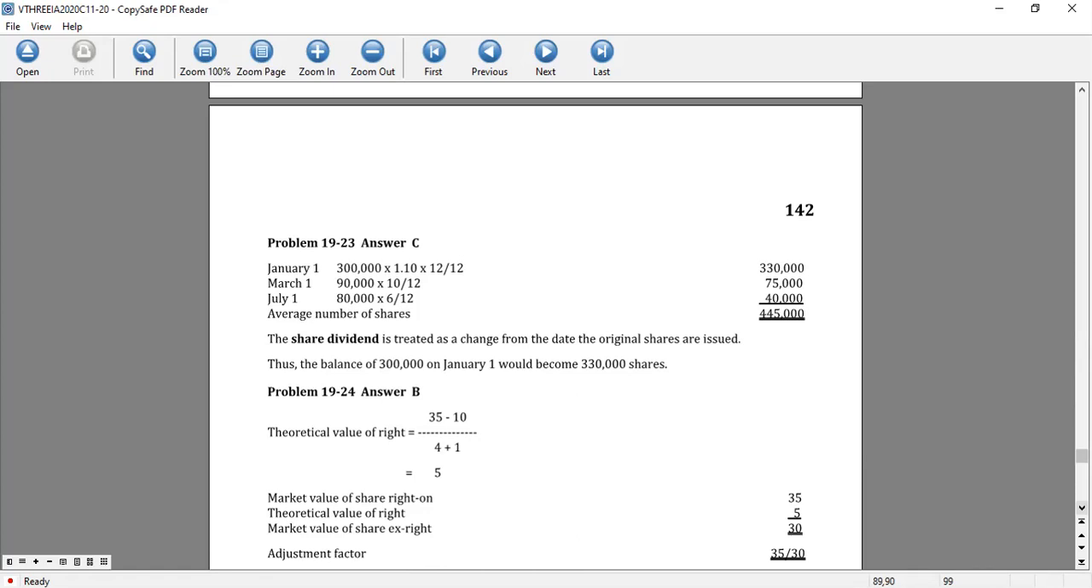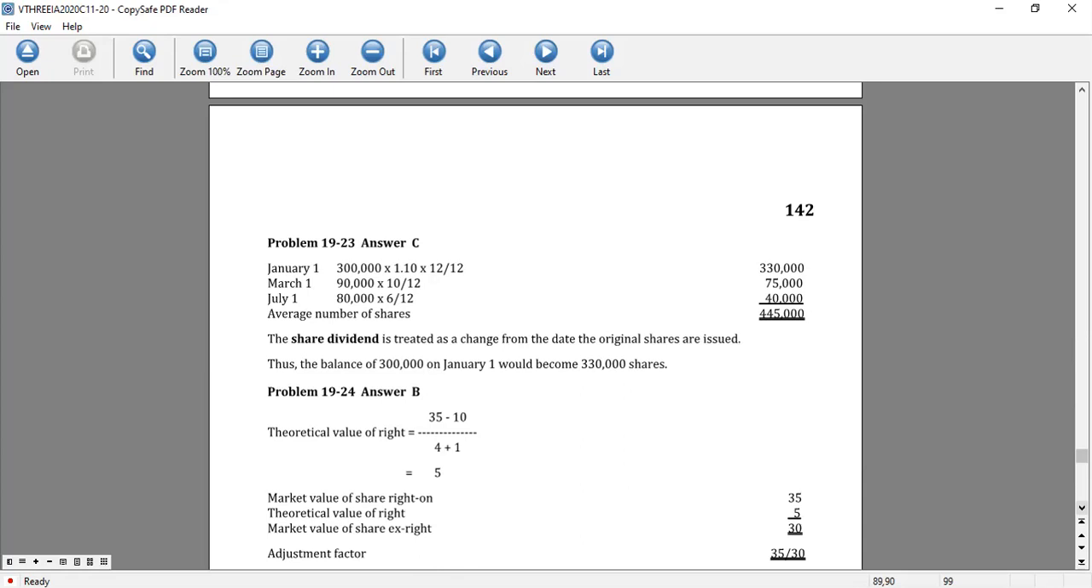So 330,000. On March 1 issued ordinary shares in a business combination for 90,000 shares. We multiply by 10/12. We do not multiply this anymore by 1/10 because the issuance occurred only after February 1. So we multiply it by 10 over 12 from March 1 to December 31. And on July 1, the company issued ordinary shares for 80,000 times 6 over 12.